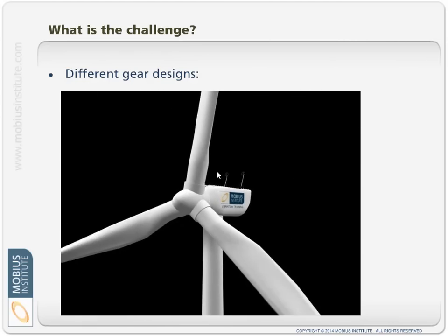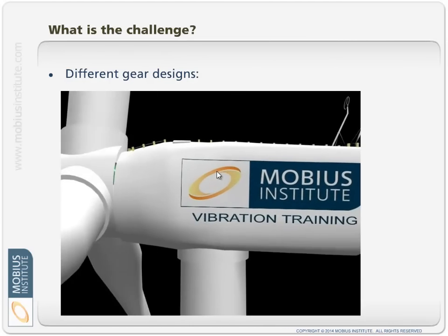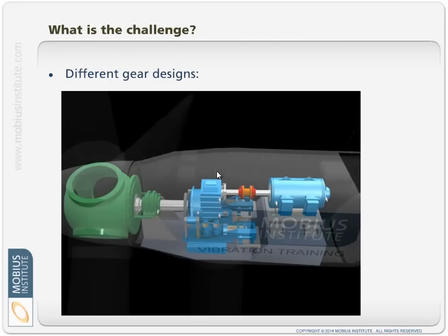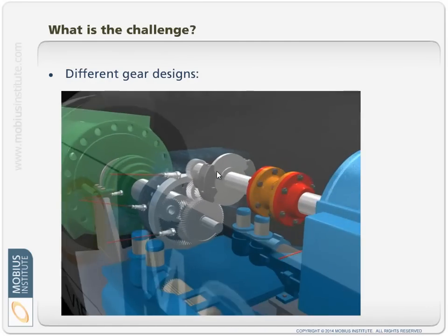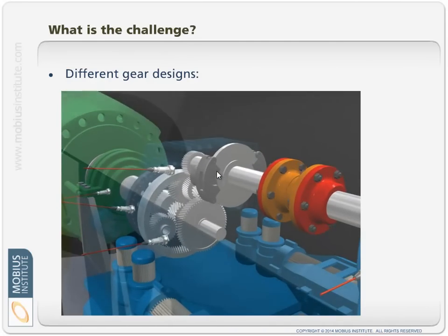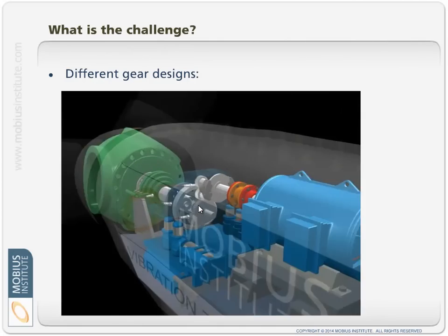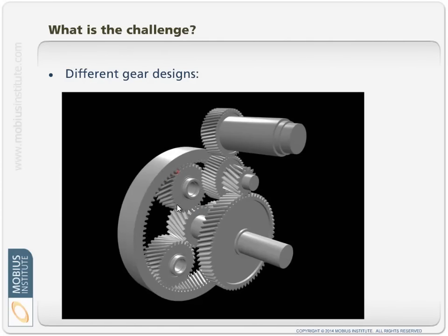And of course we can have quite complicated gearboxes in this Mobius Institute designed wind turbine. I'm just kidding. We just make animations, not wind turbines. But here you've got an epicyclic or planetary gearbox with 2 additional stages to the gearbox. We can see it in a bit more detail here.